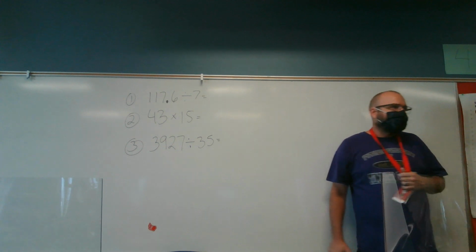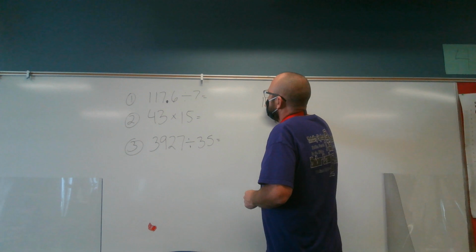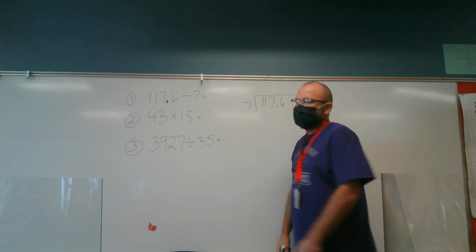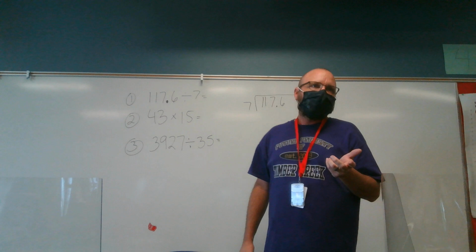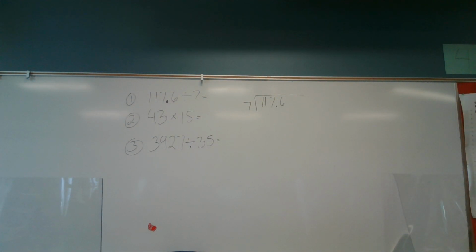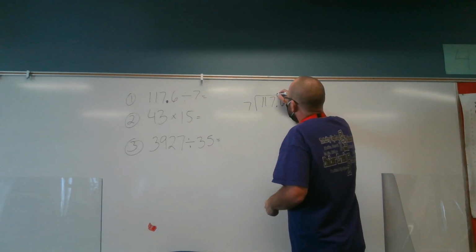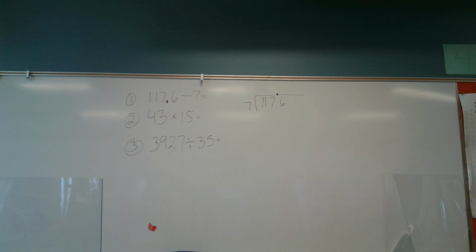The first one is division with decimals as the dividend. So we have 117 and 6/10 divided by 7. Now, since I have a multiplication chart in my journal, I'm not going to write the multiples of 7 because I can always look at that. But when I have a decimal point in my dividend, the first thing I do is move it straight up. Then I'm done with it. I don't need it anymore.